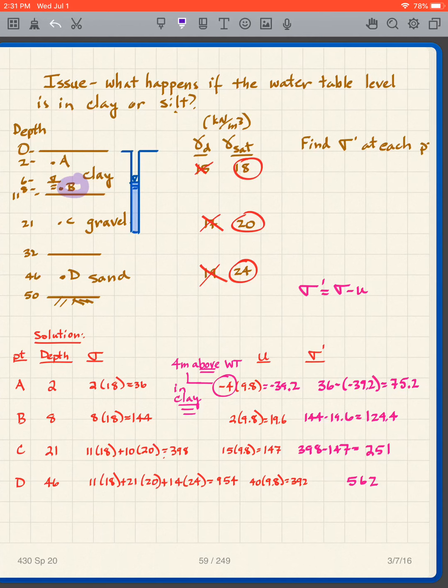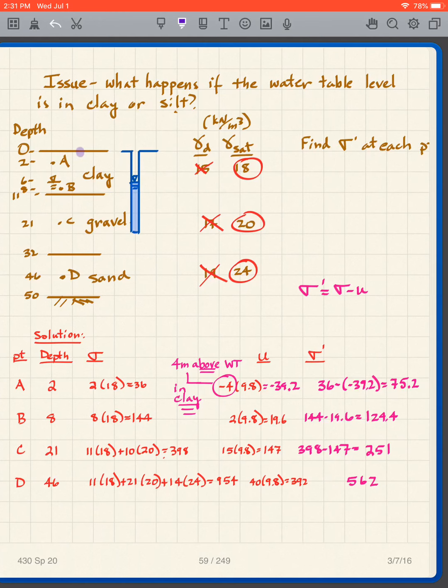Point B, everything above point B is saturated. It's at 8, so it's 8 times 18. Point C, I've got 11 feet of saturated clay and 10 feet of saturated gravel. So I got 11 times 18 plus 10 times 20.